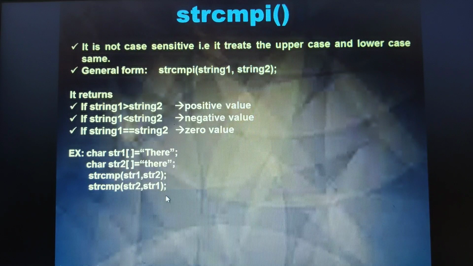So when it comes to string compare i here, whether you pass string 1 comma string 2 or string 2 comma string 1, it will result in 0 value because it treats both uppercase and lowercase as the same. So it will always give you the 0 value, saying that both the strings are equal. I hope you are able to understand. Now let me explain this one with a programming example so that you can have a clear picture of it.